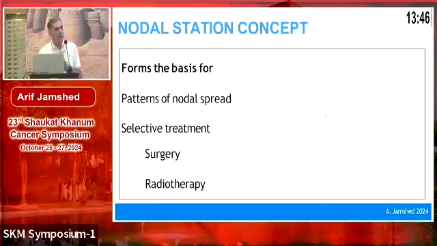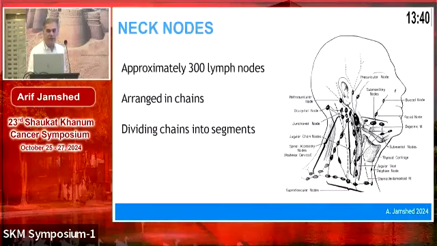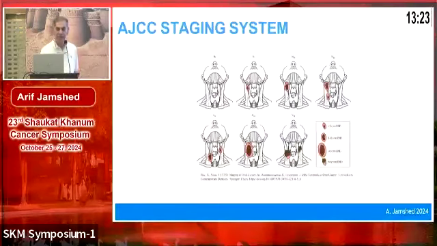So patterns of spread, if you want to study that, then you again come to the concept of neck nodal stations. Roughly, there are about 300 nodes in the neck, and all these nodes are arranged in the form of chains. So the concept is simply dividing this chain into segments. Once you divide the chain into segments, then you can number them.